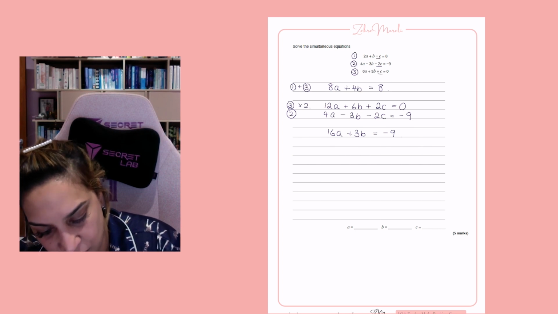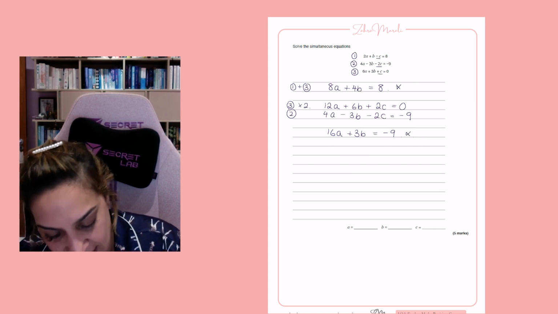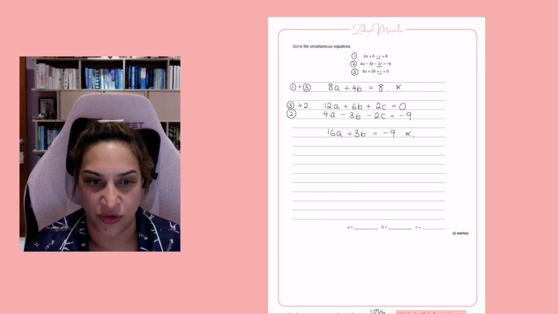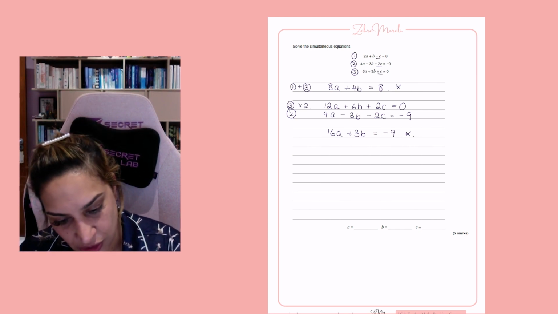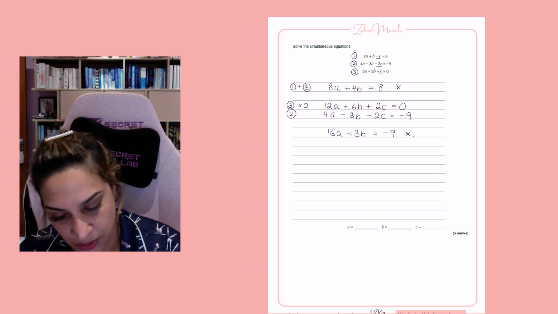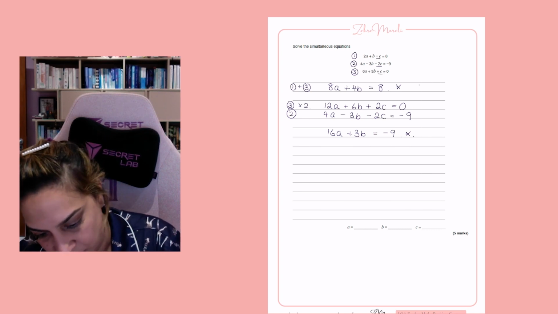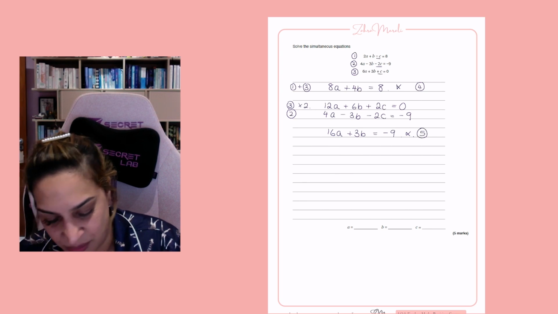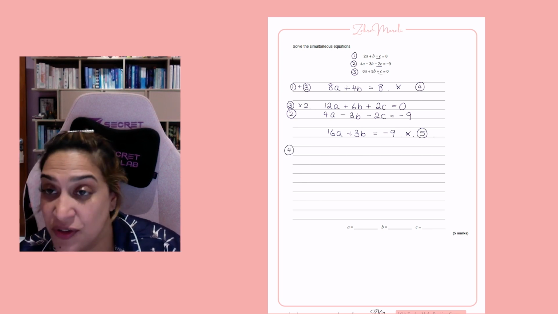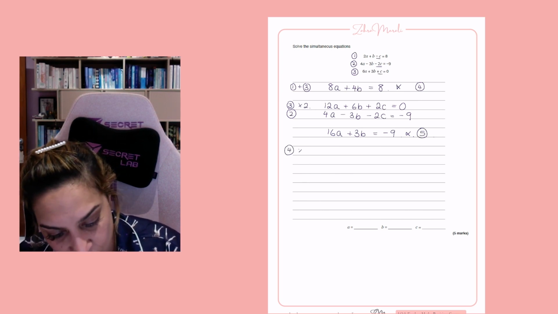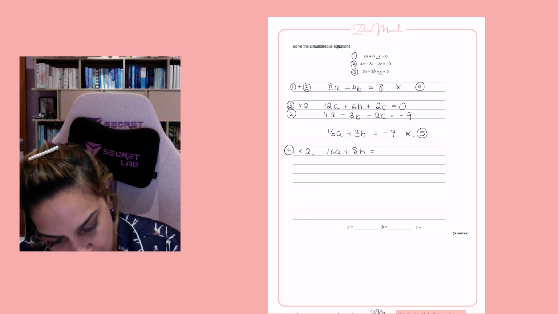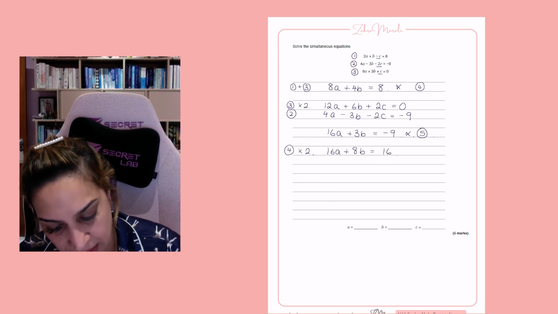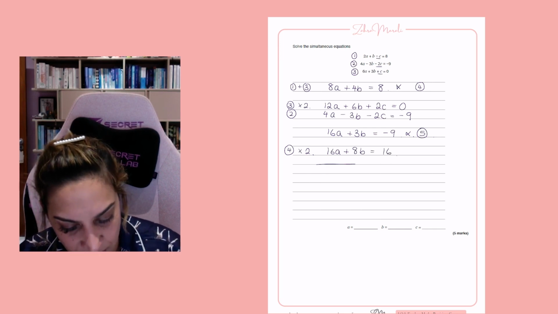I've got two equations here with a and b as my unknowns. Right. So I could double this top equation. So let's call that 4 and 5. You don't need to number them. I think it just makes it easier for you to follow. So 4 times 2 is going to give me 16a plus 8b equals 16. And now I can take them away from each other.